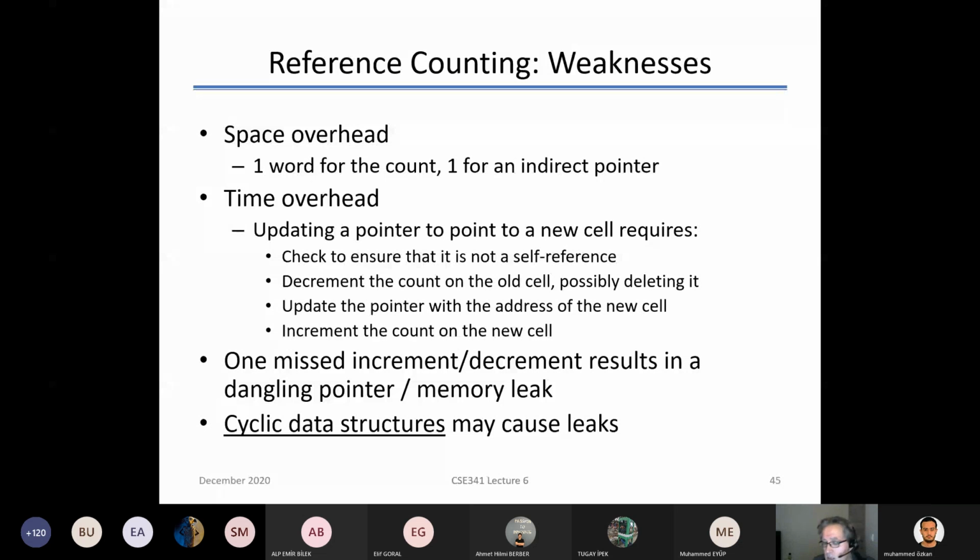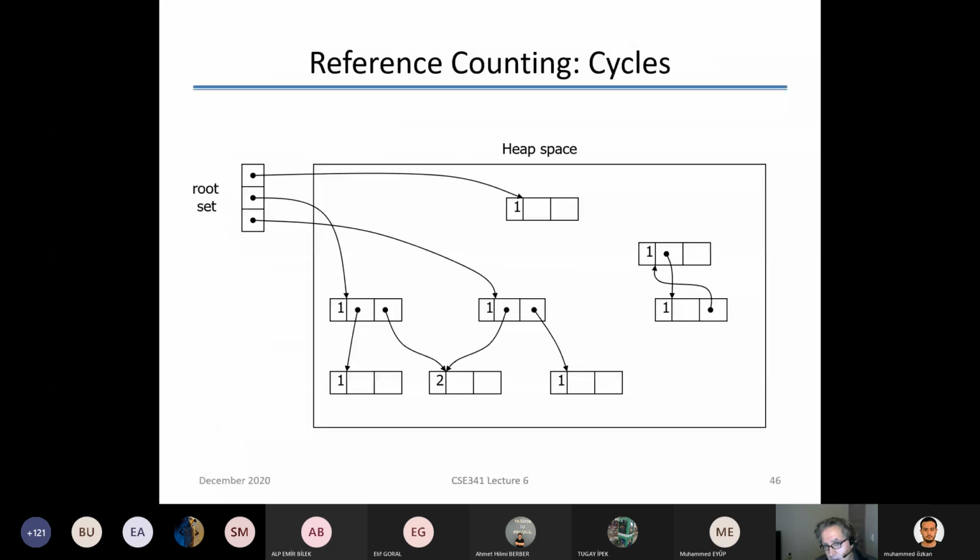And cyclic data structures may cause leaks. You may not be able to handle cyclic things, like here, for example. There must have been a pointer here, and once this is done, this looks active because of the cycle. But it is not reachable by anybody because there is no root set; these two cells locally look like they are live, but they are not live.